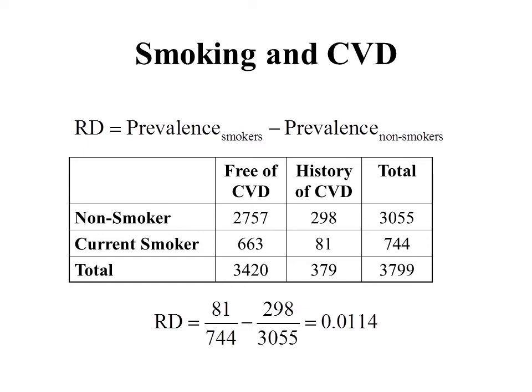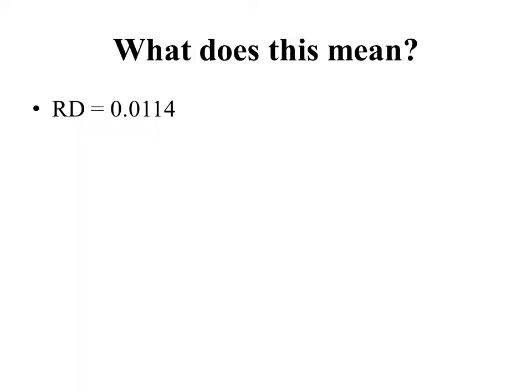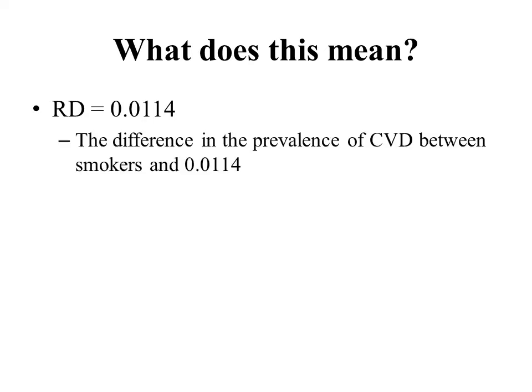So the prevalence of the smokers is the number of smokers who have a history of cardiovascular disease, 81, divided by the total number of smokers, which is 744. Prevalence of non-smokers is the number of non-smokers with a history, 298, divided by the total number of non-smokers, which is 3055. We do this arithmetic and we get a difference of 0.0114. Okay, so what does this number mean? The risk difference is 0.0114.